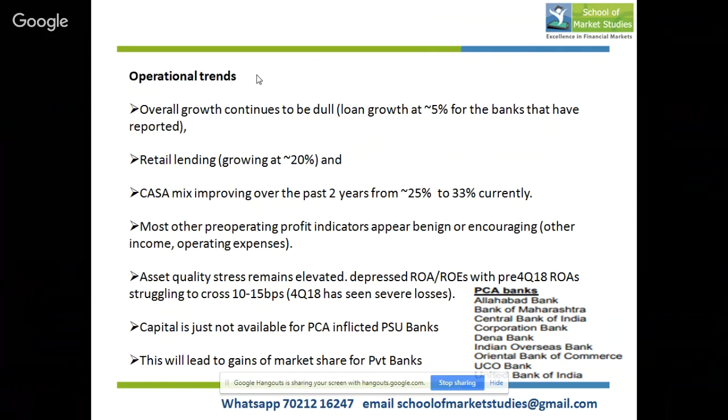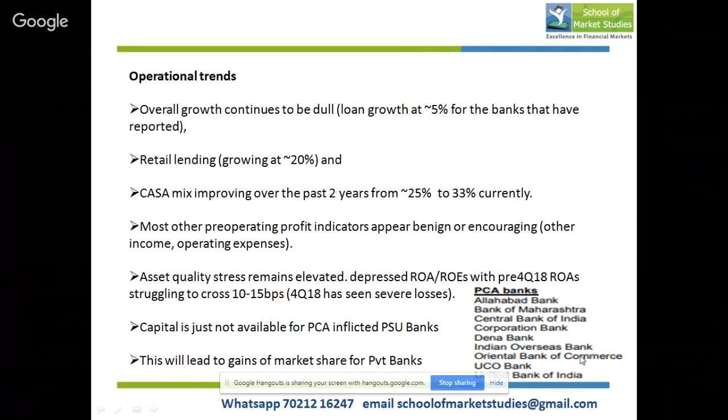And what has happened is after booking these losses, the capital is just not available for the banks which have been filed under PCA. So the PCA banks which are now restricted to lend are Allahabad Bank, Bank of Maharashtra, Central Bank, Corporation Bank, Dena Bank, Indian Overseas Bank, Oriental Bank, Union Bank, and Bank of India. So many banks constrained to lend.